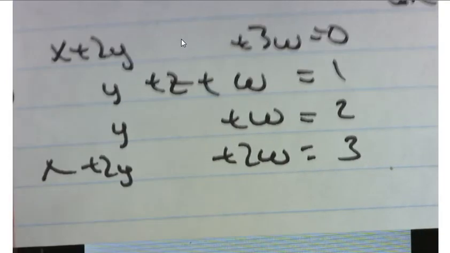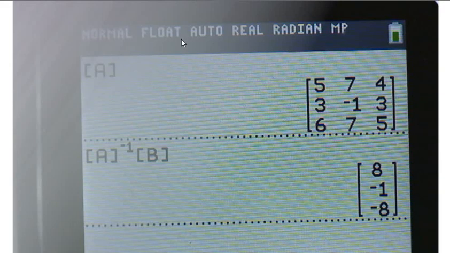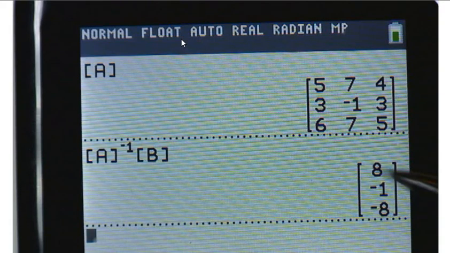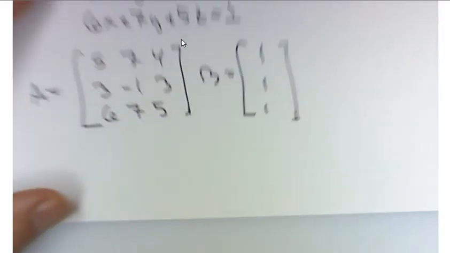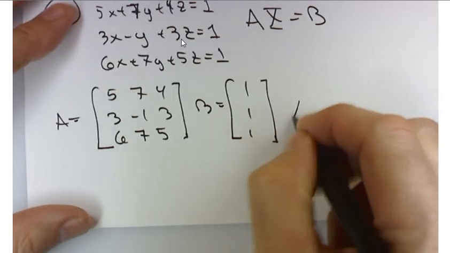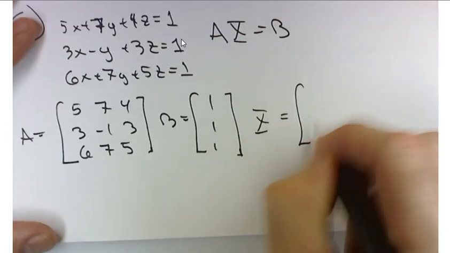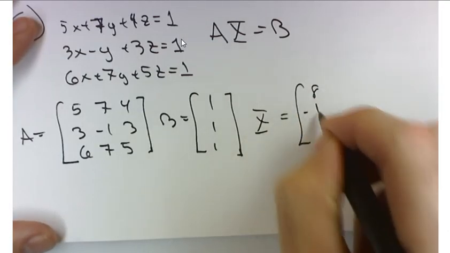Is it giving you the values? Yes. So this is X, Y, and Z. So our solution then is 8, negative 1, and negative 8. So matrix X, 8, negative 1, and negative 8.